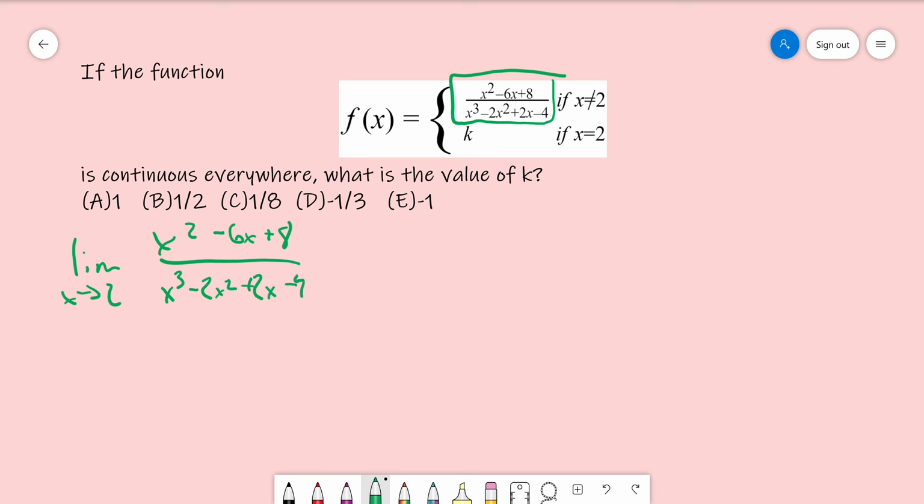Now if we just plug in 2, we'll get 0 over 0. So 4 minus 12 is negative 8, plus 8 is 0, and then 8 minus 8 is 0, plus 4 minus 4 is also 0.